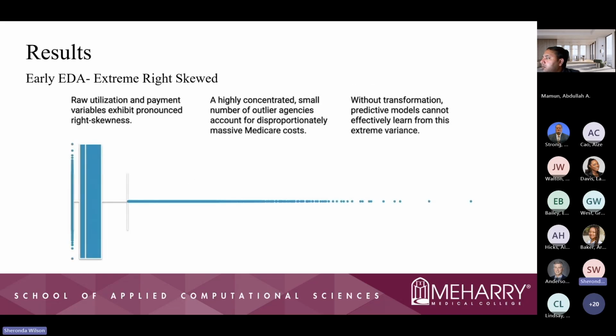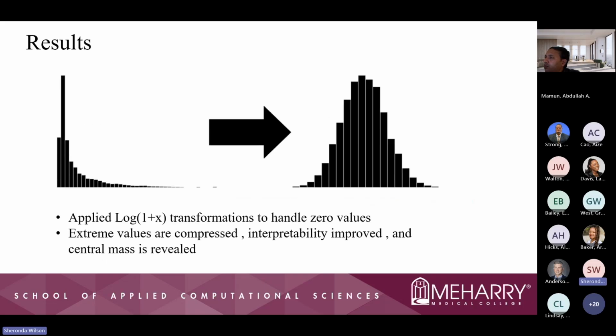So one of the first findings was that the payment variables were extremely right skewed. This means that most facilities had moderate costs while a smaller number had exceptionally high payments. This is common in healthcare spending data, where a minority of the providers account for a disproportionate share of the expenditures, because there is no one set way of reporting these expenditures. Because the data was right skewed, I had to apply log transformations to handle all of the zero values. So then I was able to see the true central distribution more clearly.